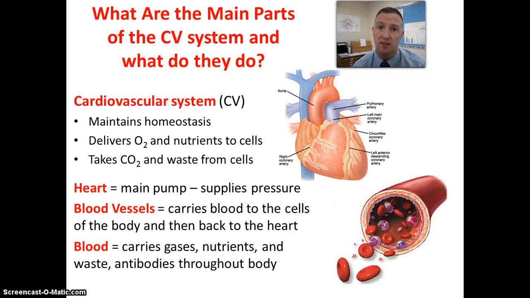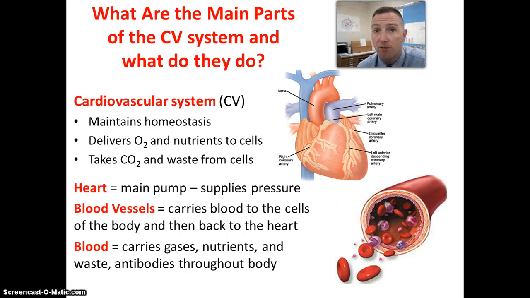All right. When we start a unit, we want to know what the main parts are and what they do. So when we say the CV system, we're talking about the cardiovascular system. Cardio meaning heart, vascular meaning your vessels, okay? Vessels that carry the blood from the heart and back to the heart.